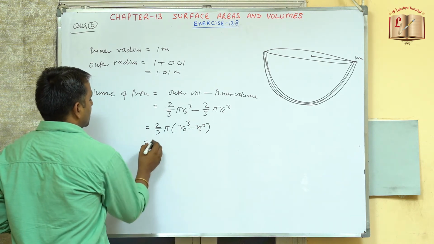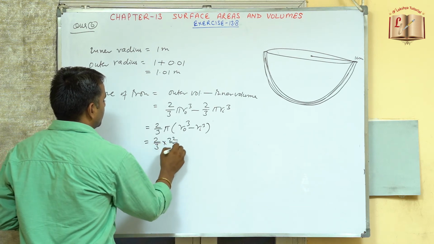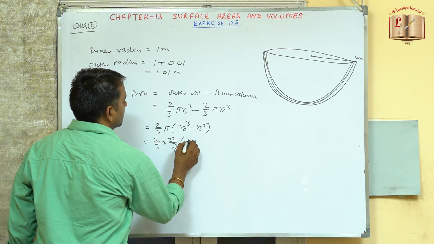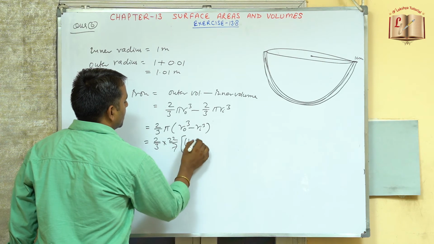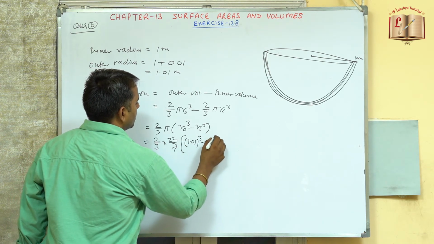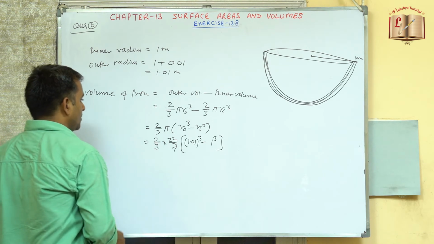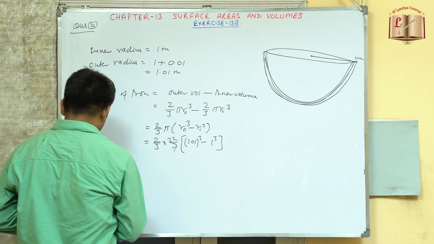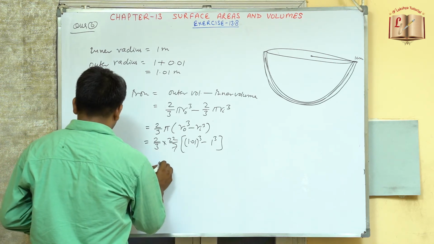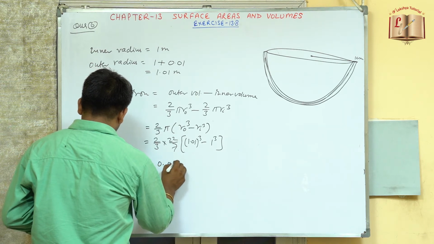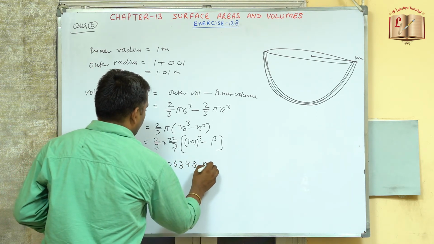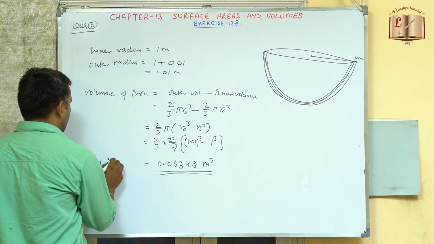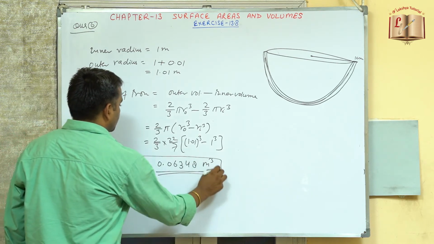So this will be equal to 2 by 3 into 22 by 7 into 1.01 whole cube minus 1 cube. So we can simplify this now. On simplification, this will be equal to 0.06348 meter cube. So this will be the volume of the iron.